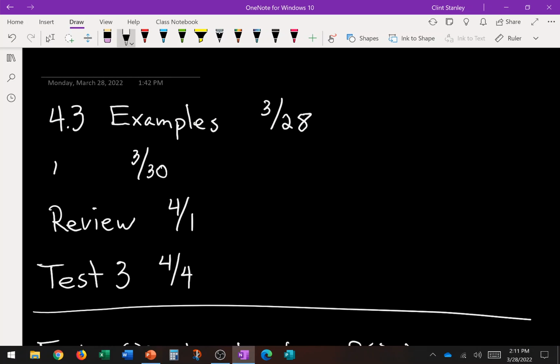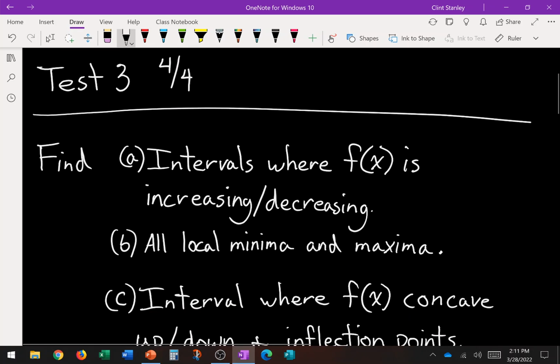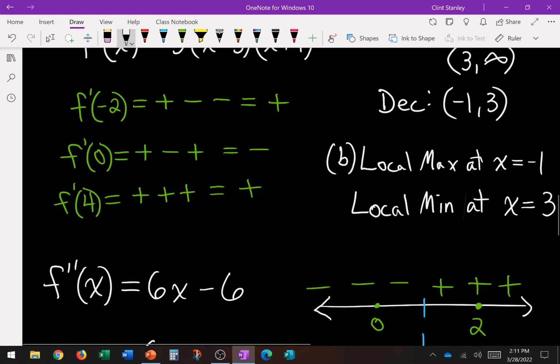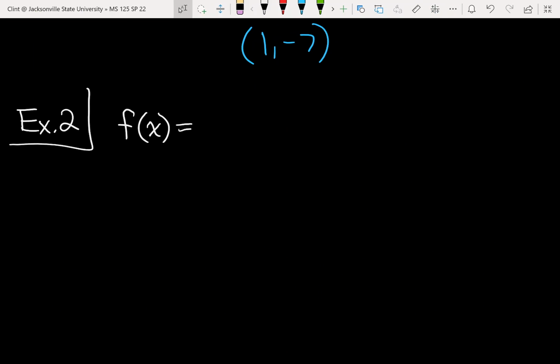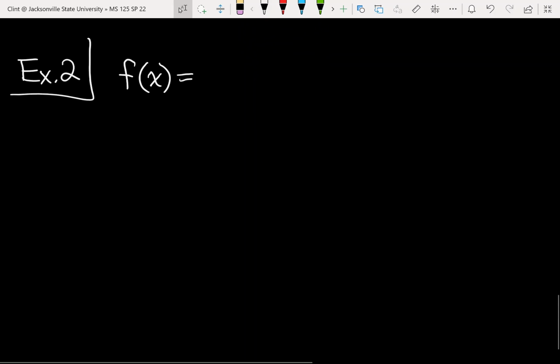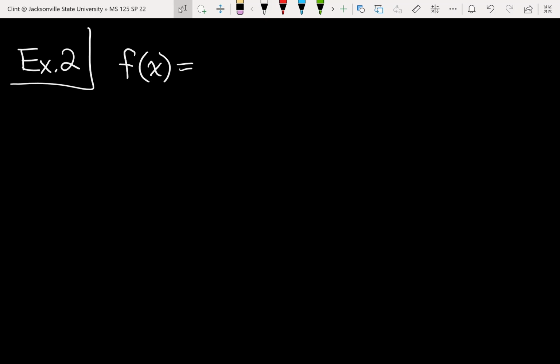And then 4-4 is L'Hopital's rule, I believe. What we'll do Wednesday. So 4-1's absolute max and min, 4-2's mean value theorem and Rolle's theorem, 4-3's increasing, decreasing, concave up, concave down, and then 4-4's something completely different. But not too hard.